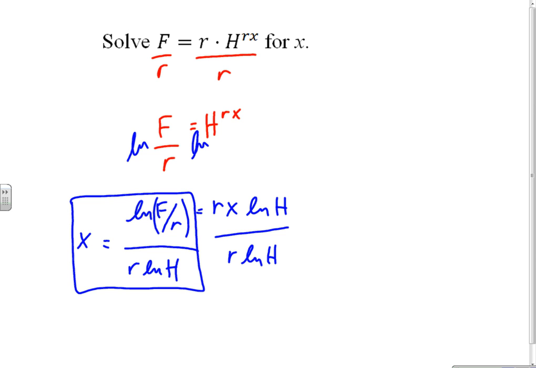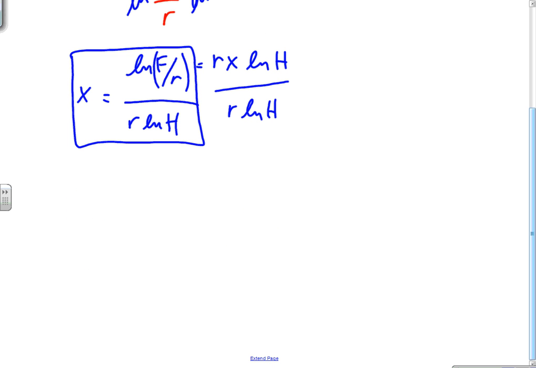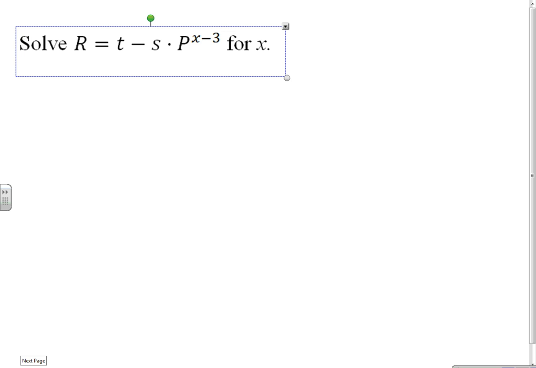Now, to score brownie points, though it's not going to help your grade at all, this does kind of bring in some of the stuff from 4.3. Now remember, if you're taking the natural log of a quotient, I could have also written the top part as the natural log of capital F minus the natural log of r, over r natural log of h. And that would look a lot cleaner for some people. Either way is fine. So again, make sure you isolate the exponential part.